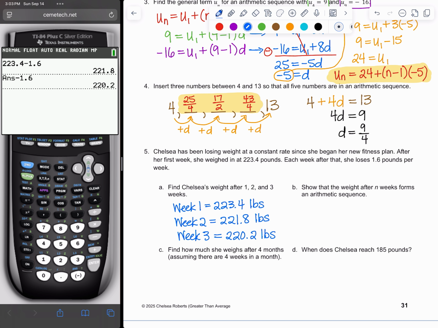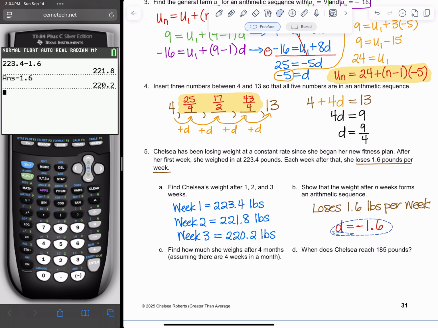All right. So now it says show that the weight after n weeks forms an arithmetic sequence. Remember, if you have an arithmetic sequence, you're going to have the same common difference. And they have already said that we have the common difference. They told us that in the problem. It says that she loses 1.6 pounds per week. So I know that from that, her common difference is going to be a negative 1.6 because we're going to be subtracting 1.6 every time. So that's the common difference. That's how I know it's arithmetic. If it does not have a common difference, it is not arithmetic, right?